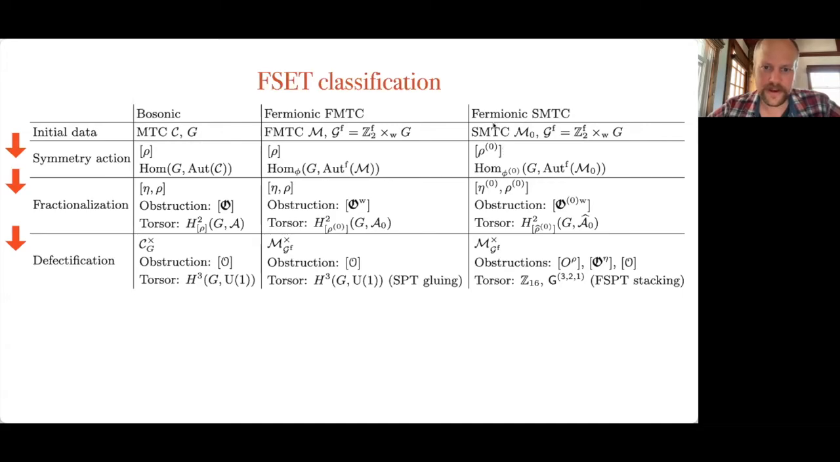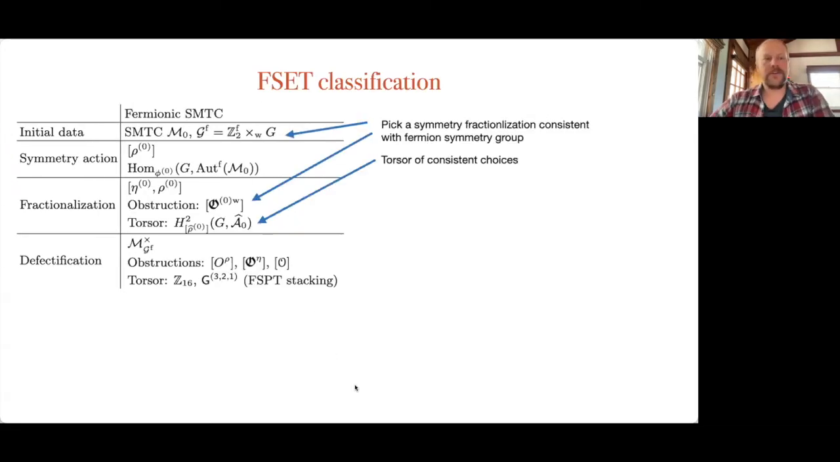Okay, so let me spend the last 2 minutes going through this column, and then I'll wrap up. So the initial data is a supermodular tensor category, M0, and a global fermionic symmetry group, which I remind you is a Z2 extension of G. We then compute our set of fermionic global symmetries for M0 and pick a homomorphism from G into those global symmetries. And this phi here is meant to represent that it's actually a projective symmetry action, but we decided to ignore that for this talk.